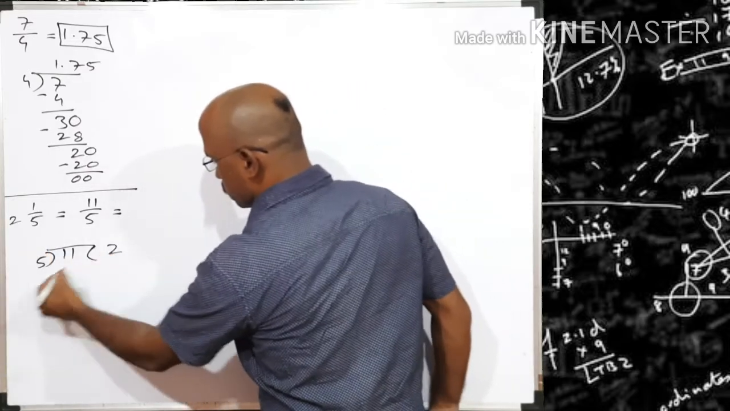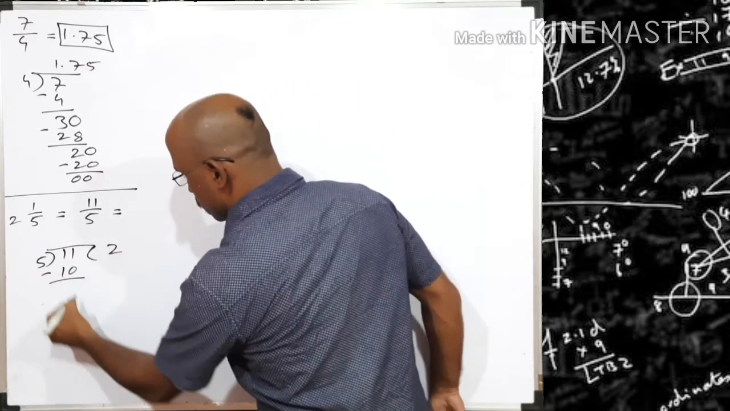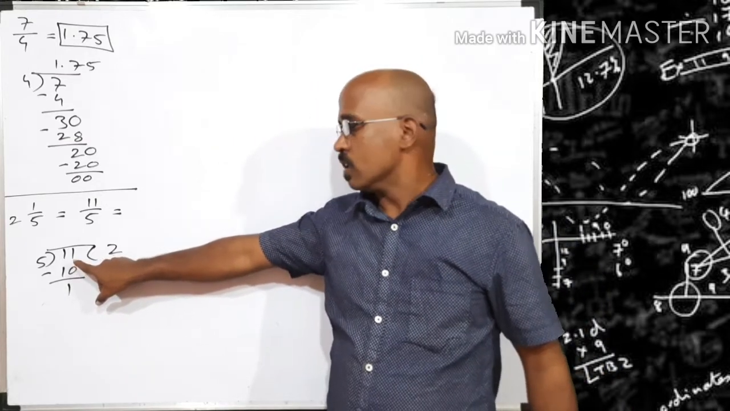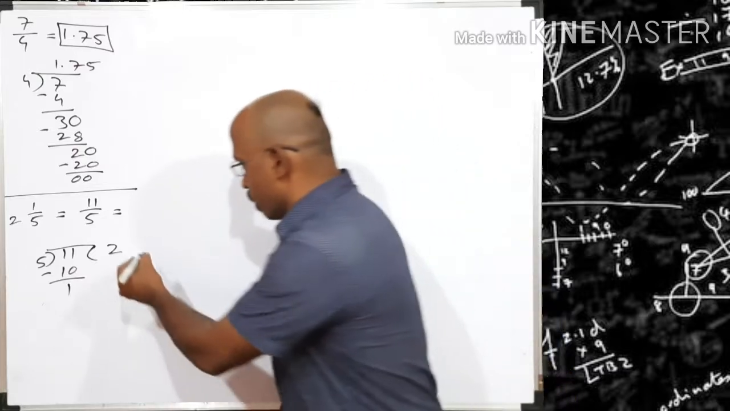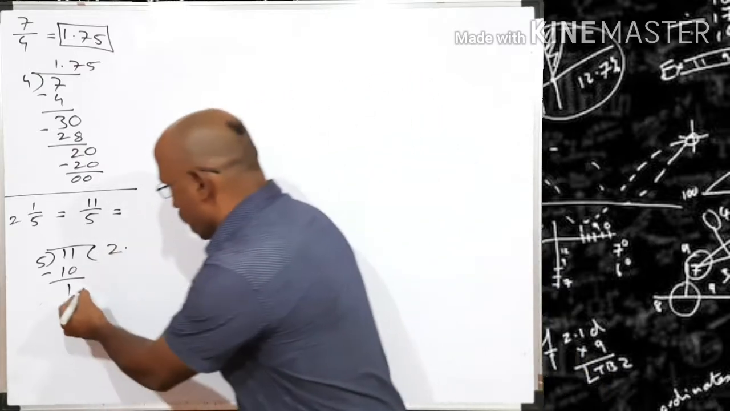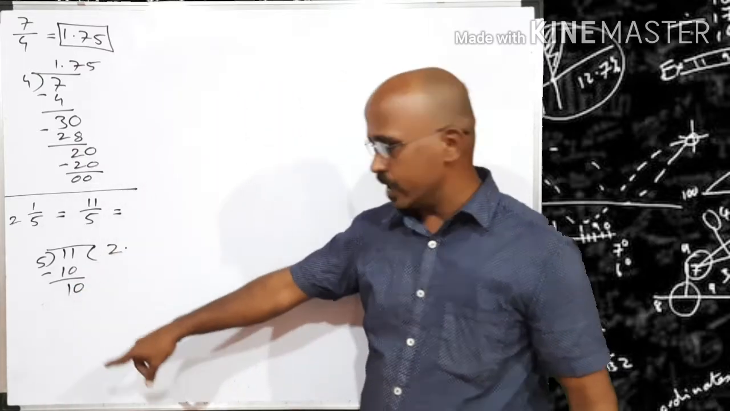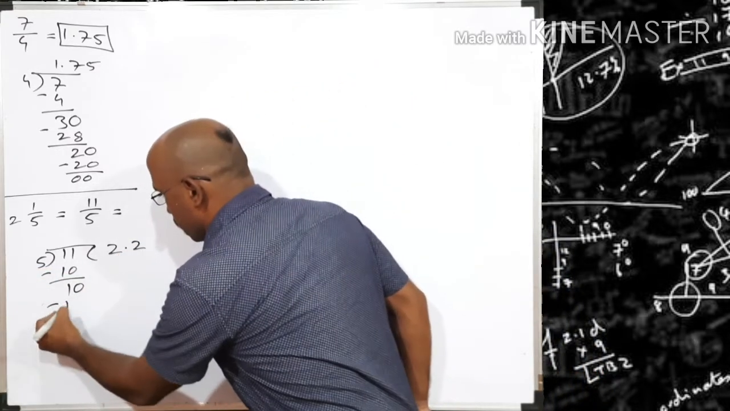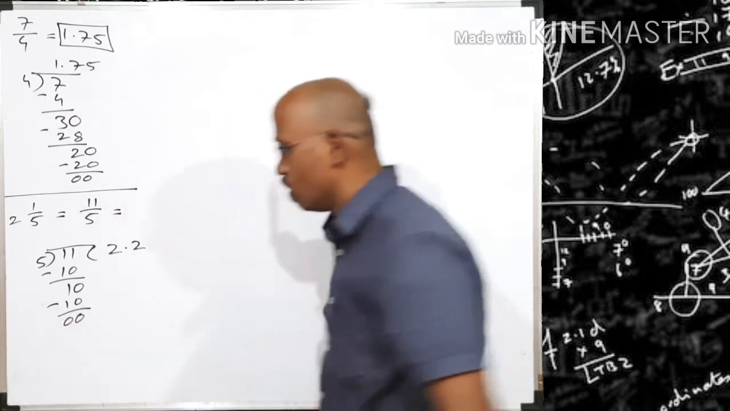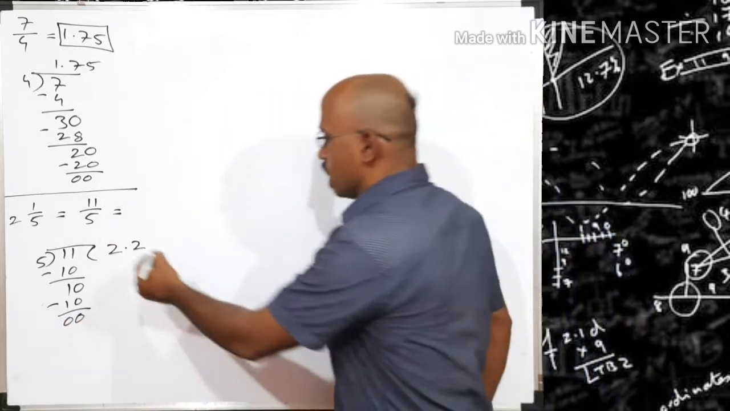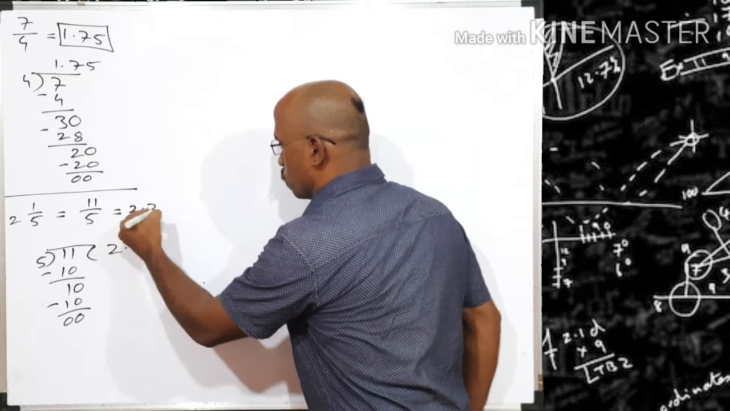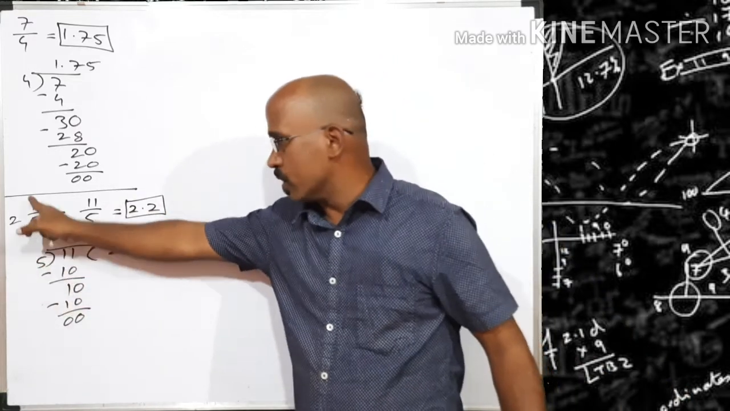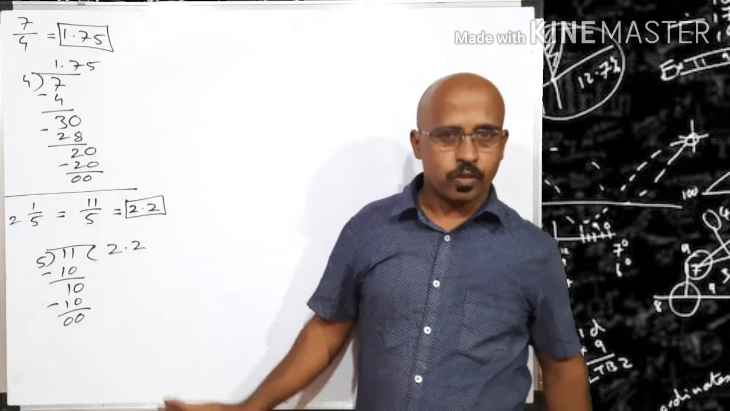5 2s are 10. 1 is the remainder. The number 11 is finished. Then what do we have to do? We have to give a decimal point here, a 0 after the remainder, and then divide it. So 10 divided by 5. 5 2s are 10. Minus 10. Remainder is 0. So we can't divide further. Hence our answer is 2.2. So the decimal equivalent of 2 completed 1 upon 5 is equal to 2.2.